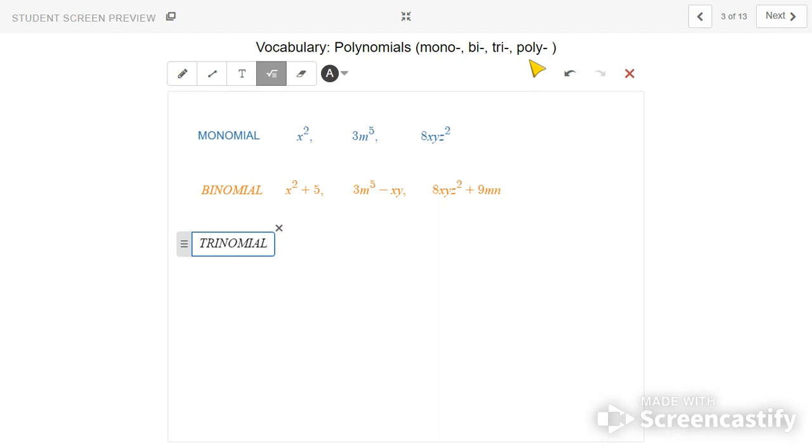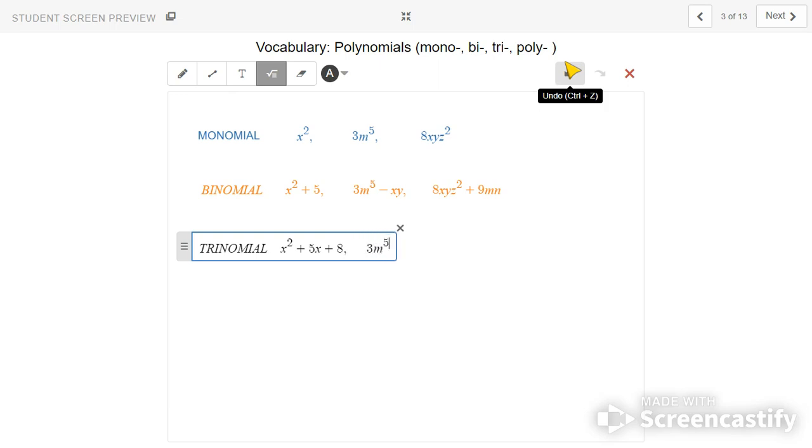A trinomial is something that has three terms. So let's say we had x squared plus 5x plus 8. We have three different terms. Another example, we could have 3m to the power of 5 minus xy plus z squared, or 8xyz squared plus 9mn minus 5.